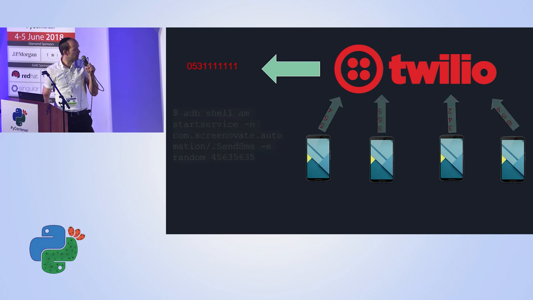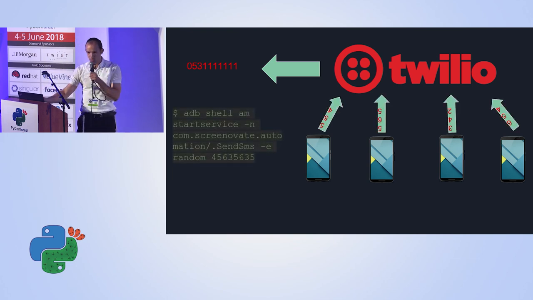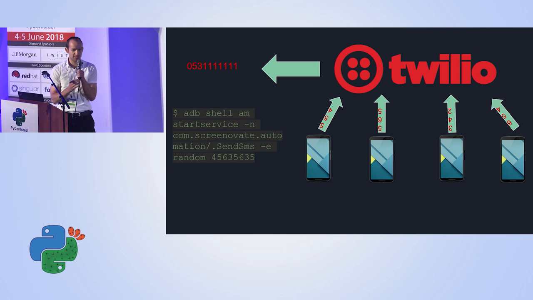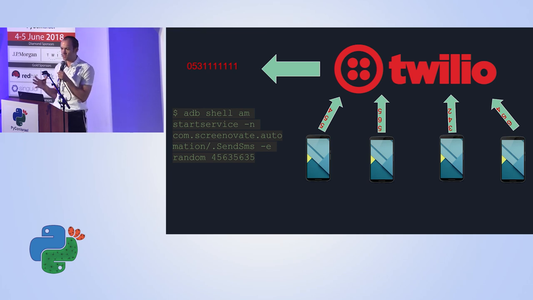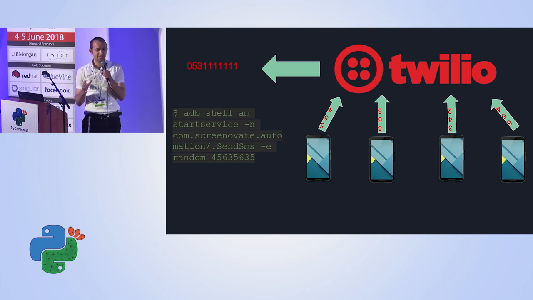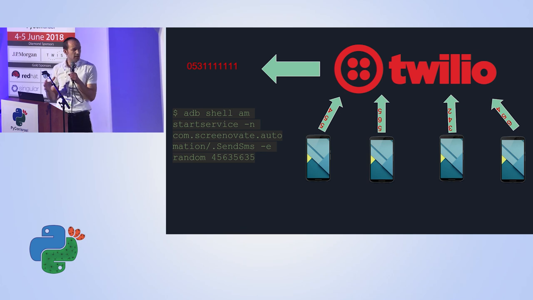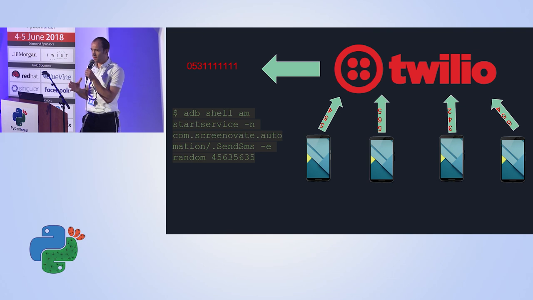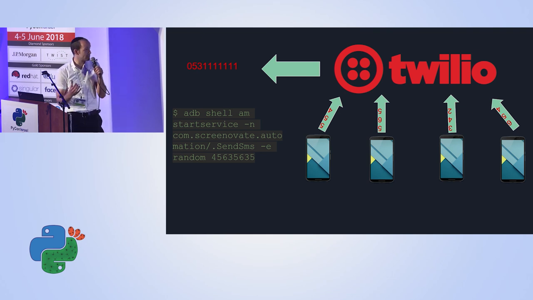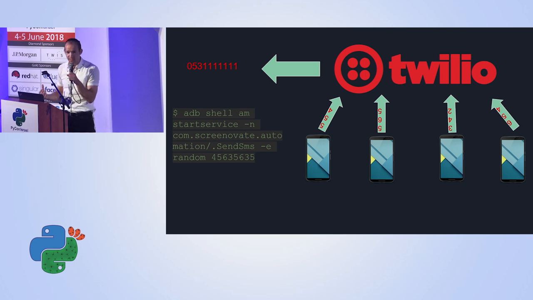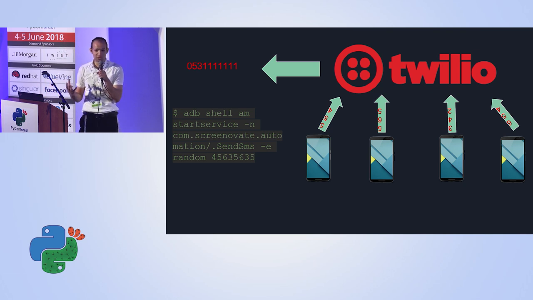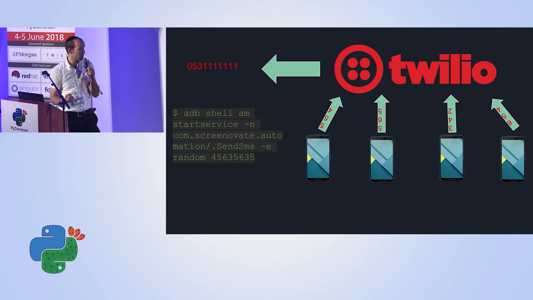So when I say Android devices, it can be Nexus, it can be Pixel, it can be Huawei. So each has a different UI. He has a different UI on each one of them. So if you develop an algorithm that sends an SMS through the UI of each Android device, it will take a lot of time to develop something like this.